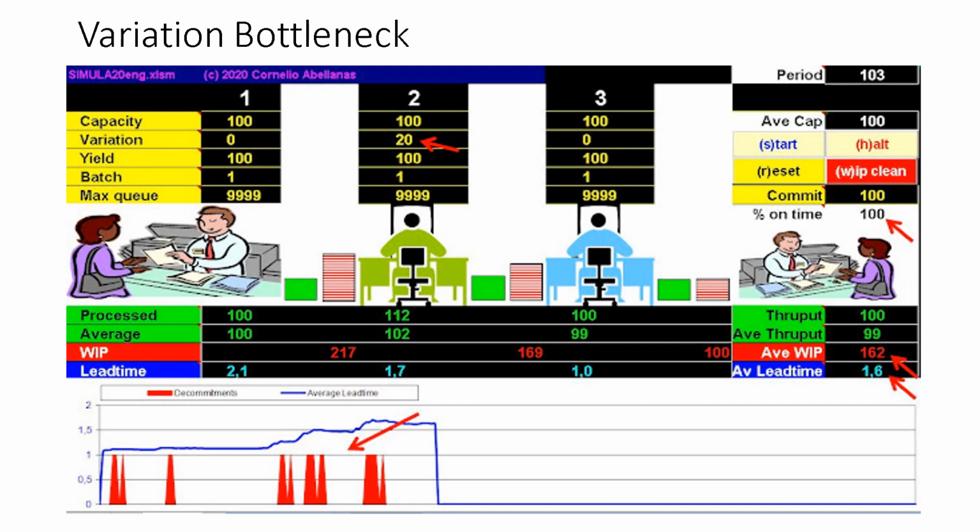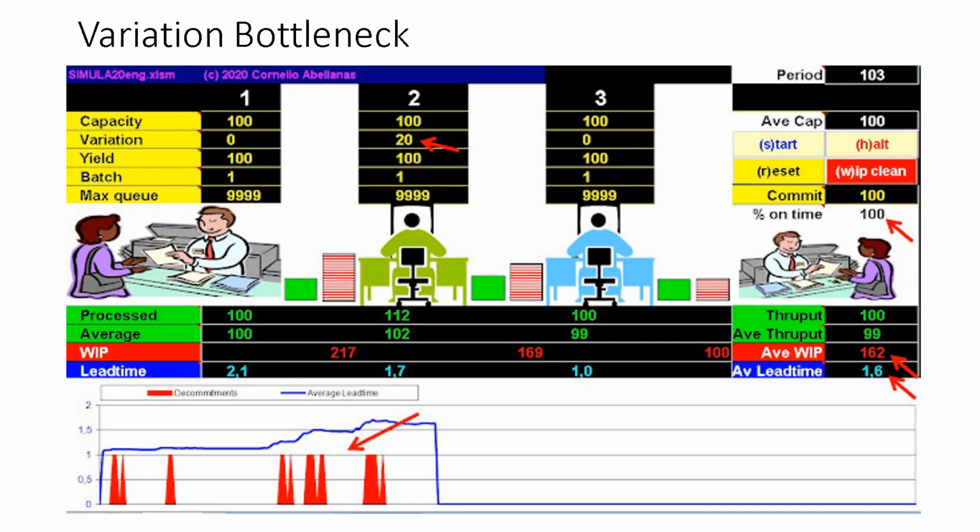To run this exercise, stop simulation, reset, clear WIP, set step 2 variation to 20. That means the capacity will vary at random between 80 and 120. And then start simulation. After running for a while, let us answer the following questions.